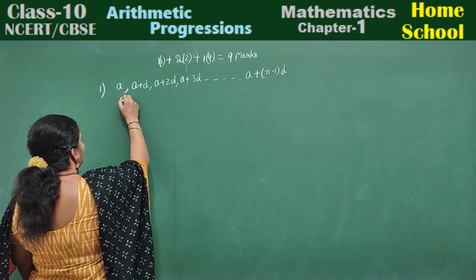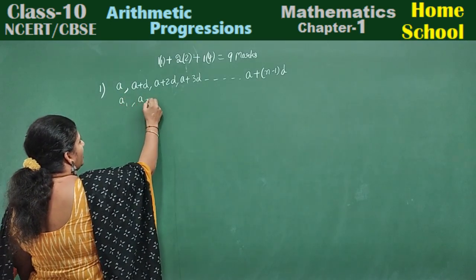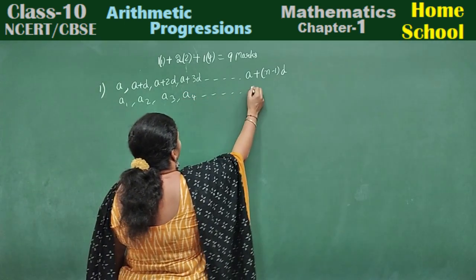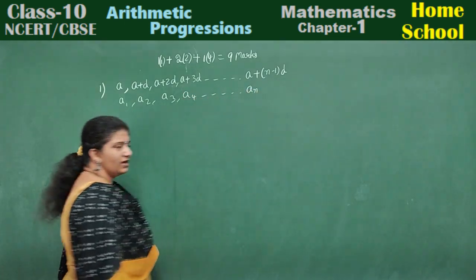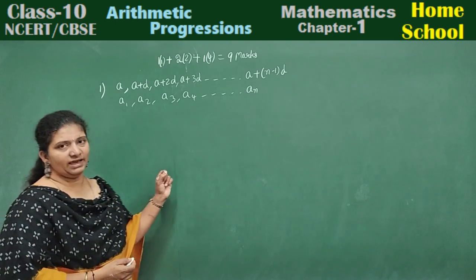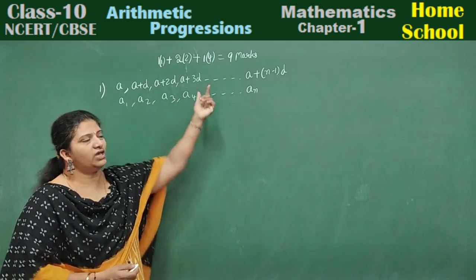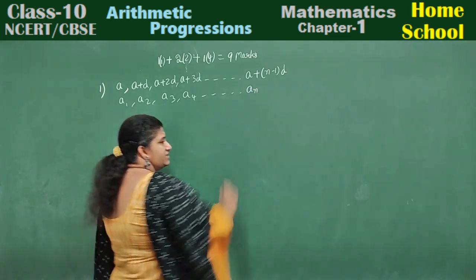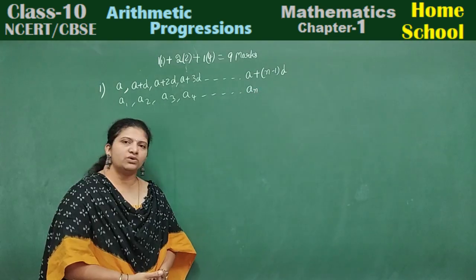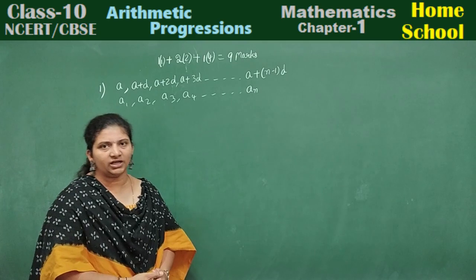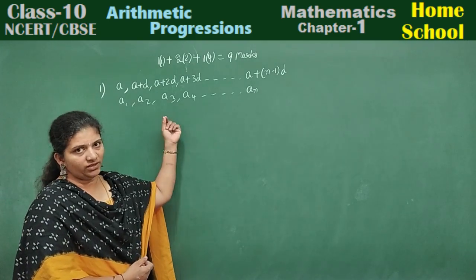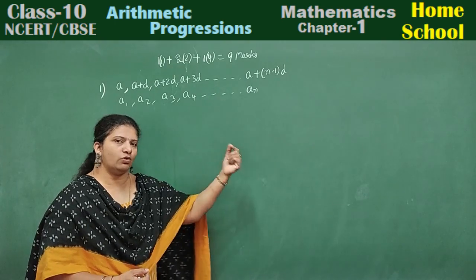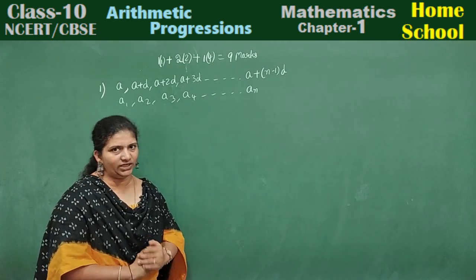Or you may write it as A1, A2, A3, A4, so on up to AN. General form, if they ask, in this way you need to write. And last term, what is it? General term. First question, write the general form of arithmetic progression. The general form of arithmetic progression is a, a plus d, a plus 2d, a plus 3d, so on up to a plus n minus 1 into d.